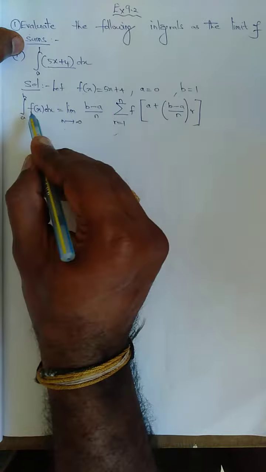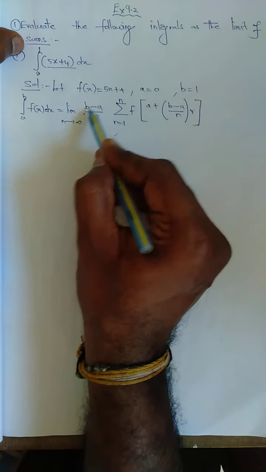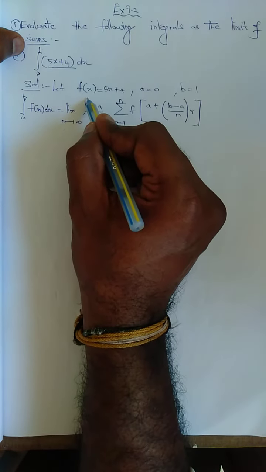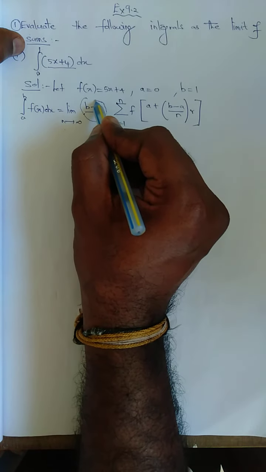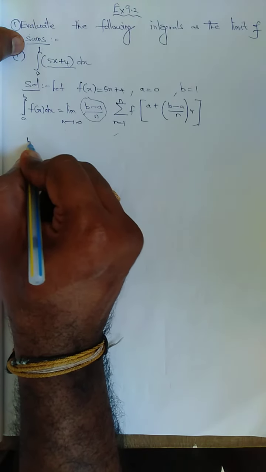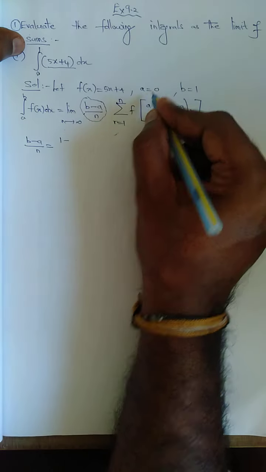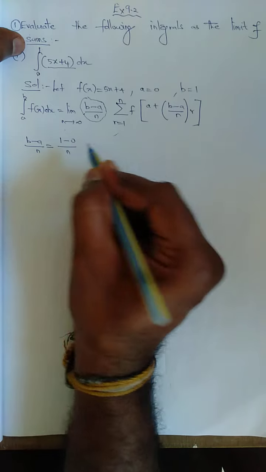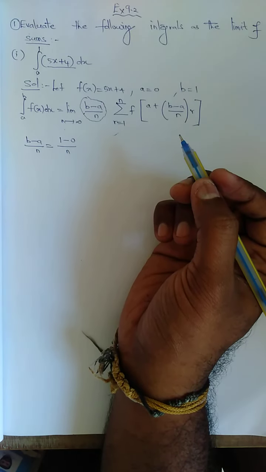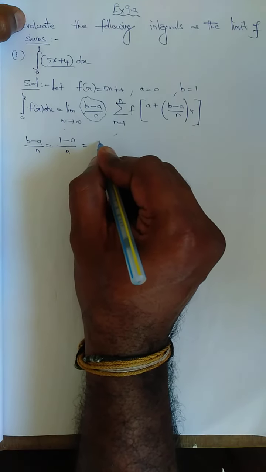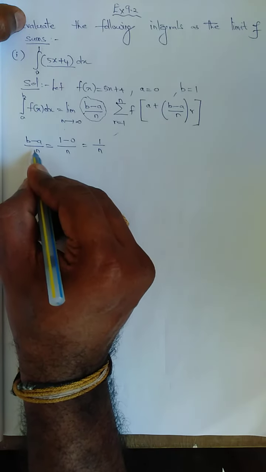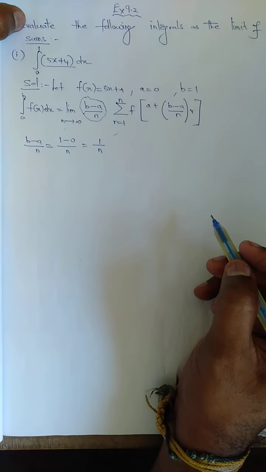First, in this formula, I am not going to apply the values straightaway. I am going to divide the values which I am going to apply. First, I will find b minus a by n. What is the b value here? 1, minus a value, which is 0, over n. Write n as it is. 1 minus 0 is 1, so 1 by n. Therefore, the value of b minus a by n is 1 by n.